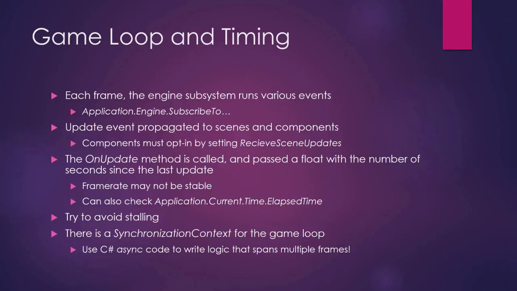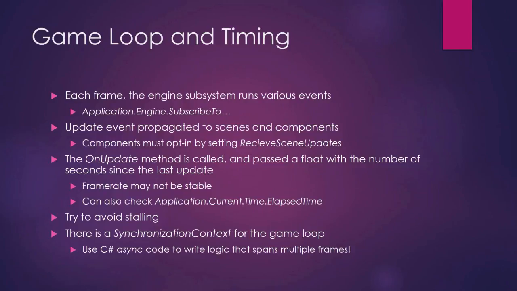And that method is passed a float with the number of seconds since it was last called. Typically that gets called every frame, which at 60 frames a second is going to be 16 milliseconds. But there might be various reasons that it might run a bit slower. It might stall. Maybe the garbage collector will run. You should be careful about not creating too much garbage because you don't want to trigger that.